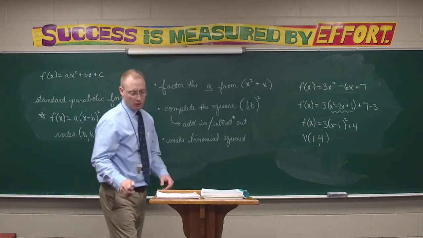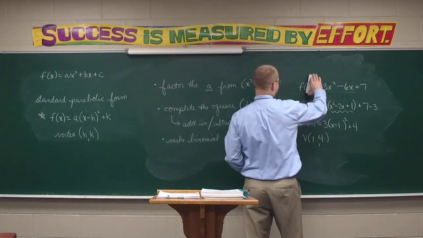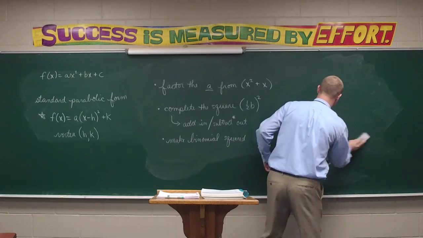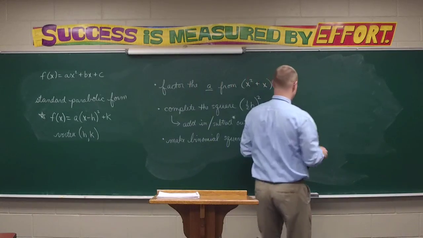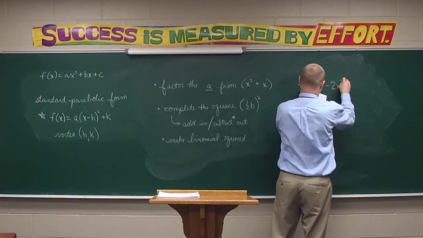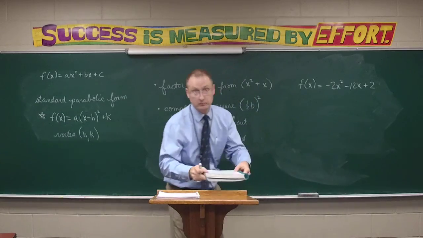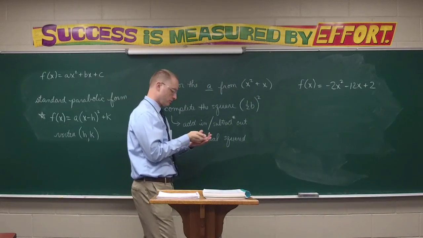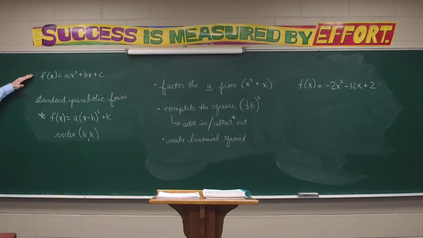Take a look at number 31 on page 209. Copy number 31 down on your own paper. F of x is equal to negative 2x squared, negative 12x, positive 2. If I want to put this from the general form, like it is now, into the parabolic form, which it ain't yet, but it's going to be, what do I need to do first?